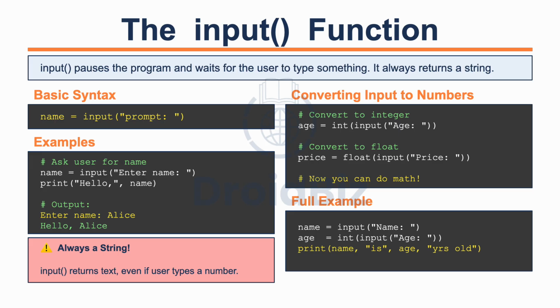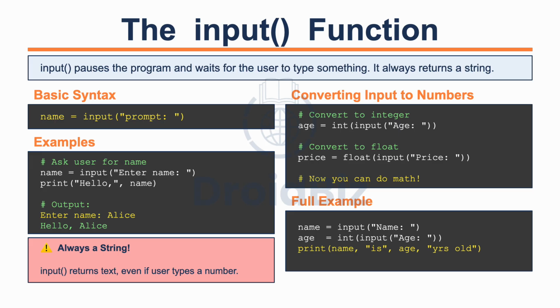Let us look at an example. Write name equals input in parenthesis enter name. Then write print hello comma name. When you run this, Python displays enter name and waits. If the user types Alice and presses enter, Python stores Alice in the name variable and print displays hello, Alice.